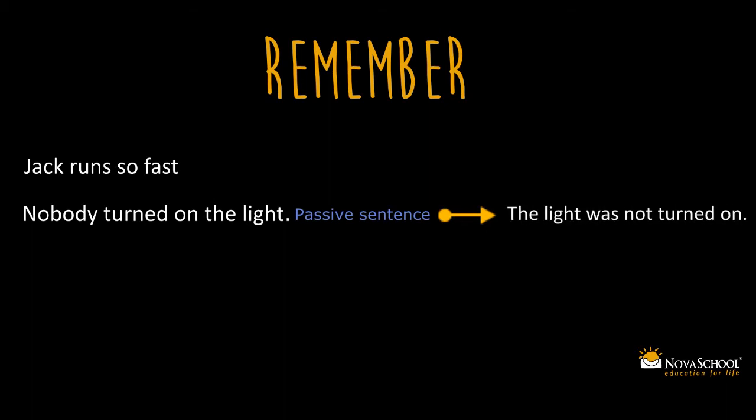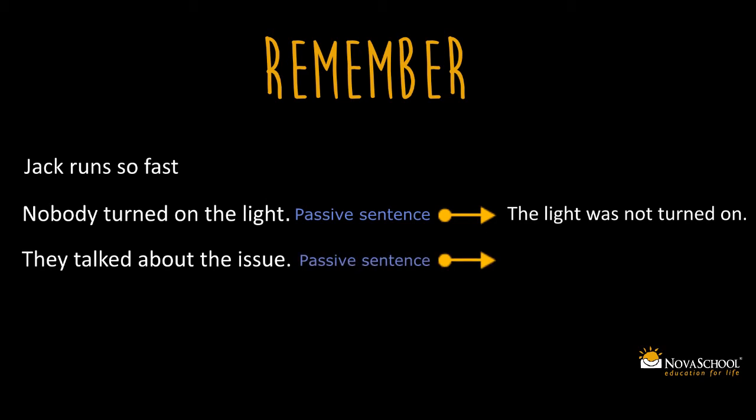If there is a preposition between the verb and the object, the preposition will remain after the verb. They talked about the issue. So the passive sentence will be The issue was talked about.